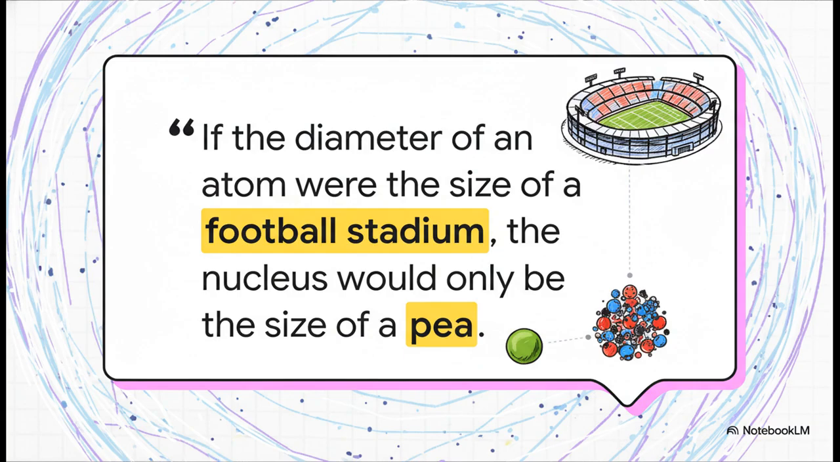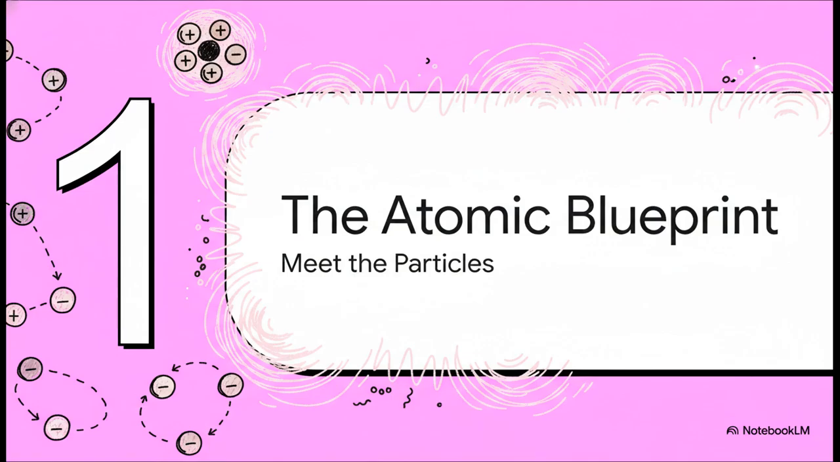I want you to picture it. You're standing in the middle of a gigantic football stadium. That entire stadium is the size of one atom, and all of its mass, pretty much everything that actually has weight, is right there in the center, and it's no bigger than a single pea. The rest? Just empty space. Wild. Okay, so if it's mostly empty, what's actually in there, in that vast emptiness, in that tiny little core?